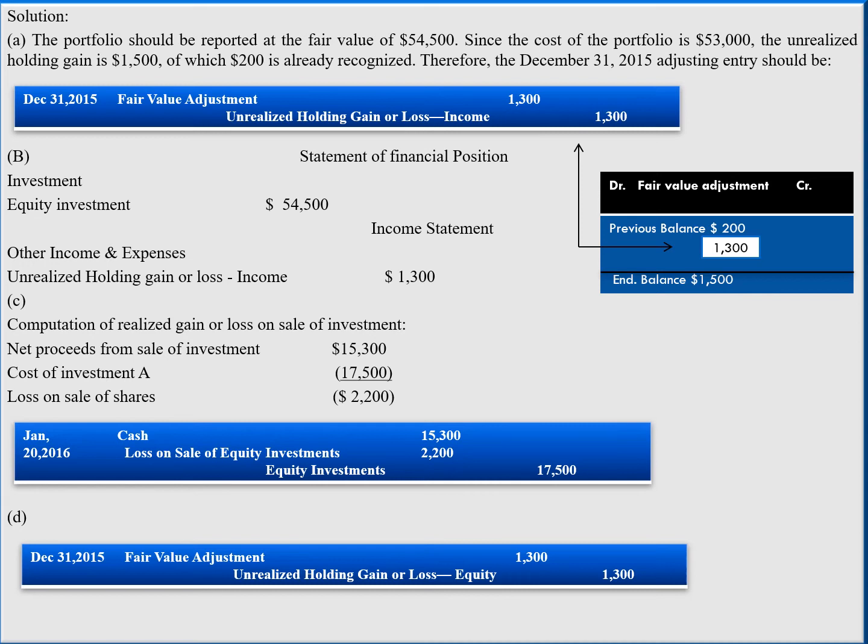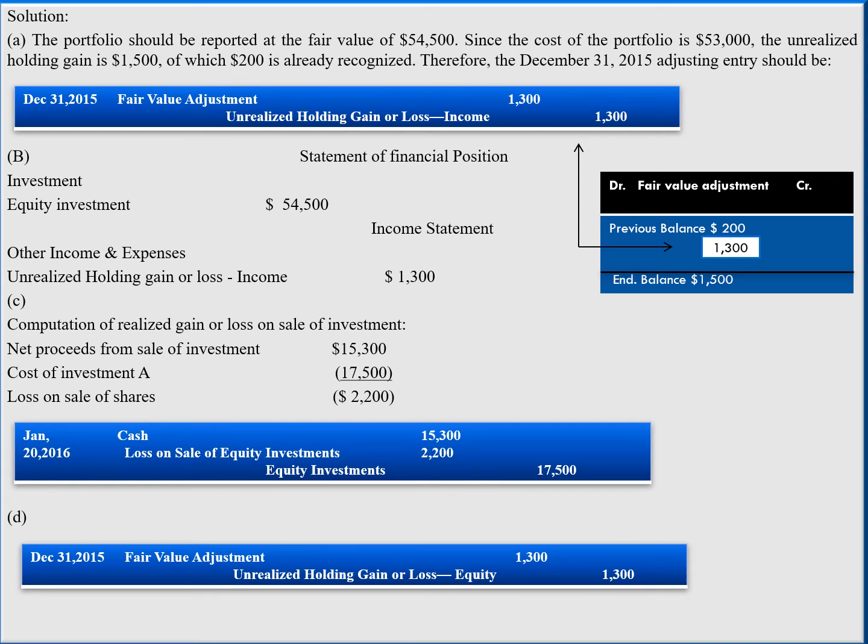The ending balance will come out to $1,500. So my entry on December 31, 2015 is: fair value adjustment on the debit side, and on the credit side unrealized holding gain or loss, income. Why did we say income? Because here we are solving Number A, assuming that the equity investments are held for trading. OK. $1,300.